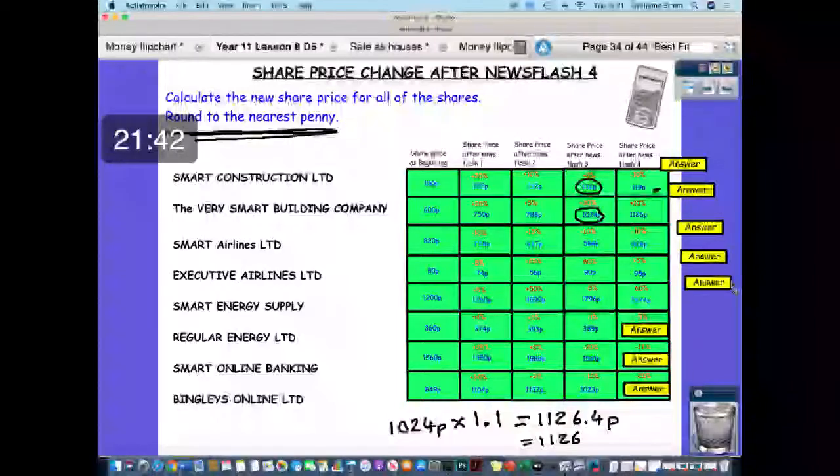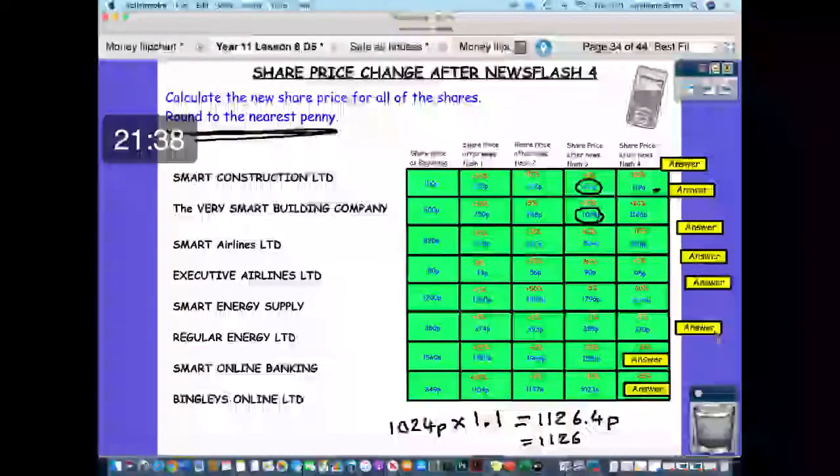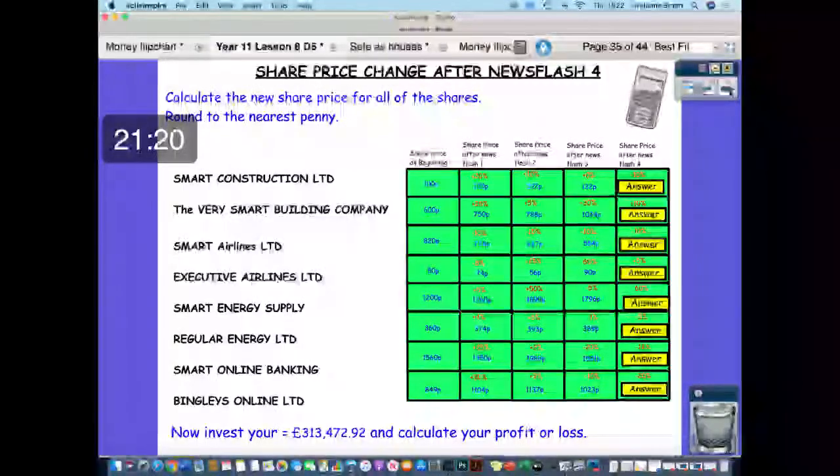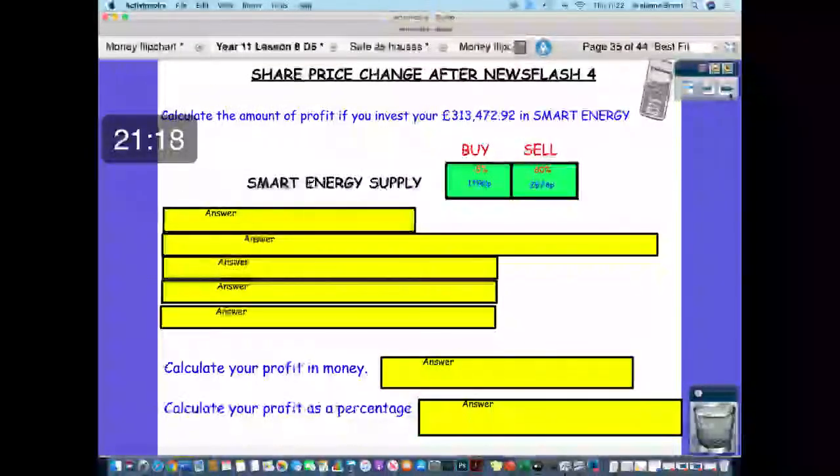Okay, I'll reveal the last three as well now, and you can mark your work as you go. Remember, I've rounded to the nearest penny. Okay, so there we go. So that's what we end up with once we've done those percentage increases or decreases. And now what we're going to do is look at the final trade.